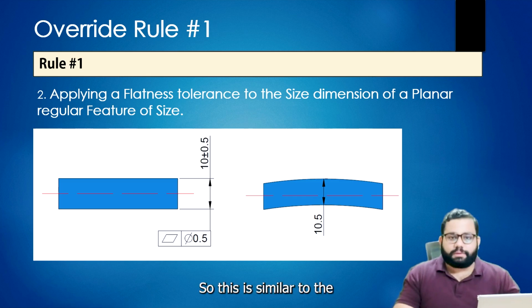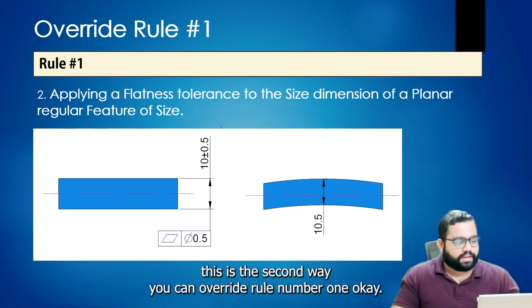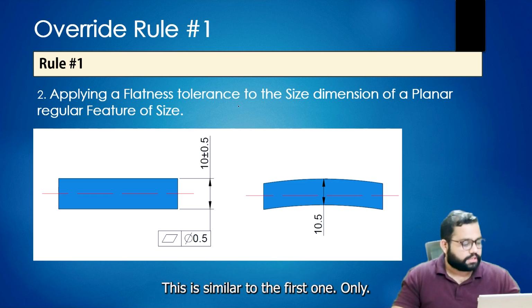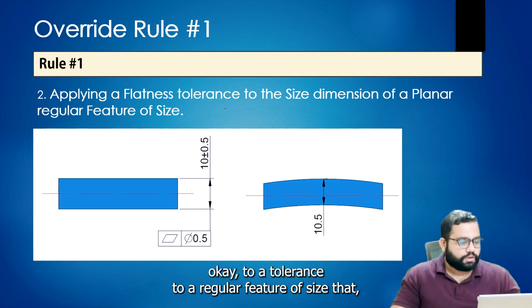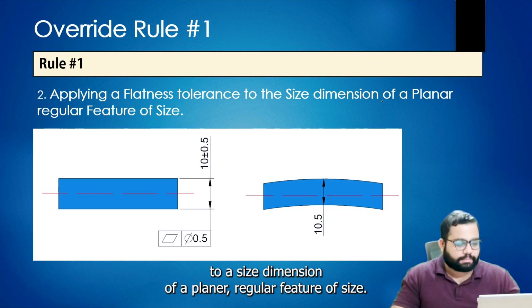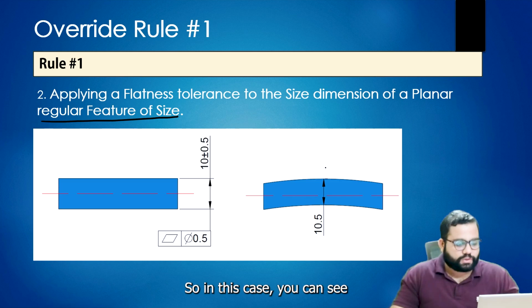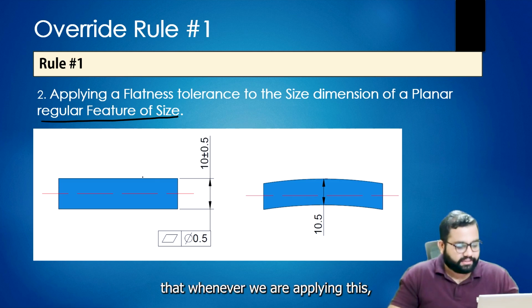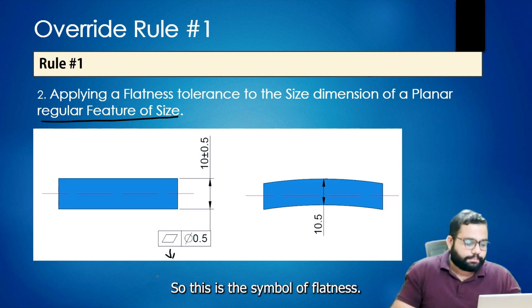This is the second way you can override rule number 1. This is similar to the first one only. Similarly, when we apply flatness tolerance to the size dimension of a planar regular feature of size, you can see that whenever we are applying this flatness, this is the symbol of flatness.